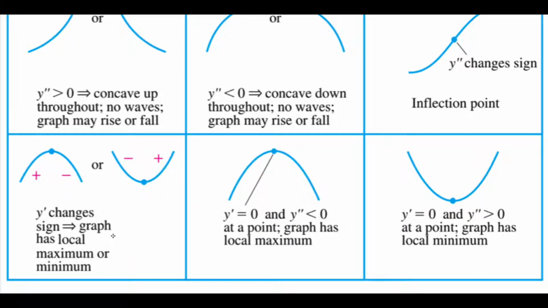Looking at maxes and mins, if your derivative changes signs, then we've either got a local maximum or a local minimum. It'll be a local maximum if we go from positive to negative, and it'll be a local minimum if we go from negative to positive. Now, any points where your derivative is equal to 0 and your second derivative is negative, that's another way that we can figure out that a graph has a local maximum. Or if your derivative is equal to 0 and your second derivative is positive, then that's going to tell us that our graph has a local minimum at that point.